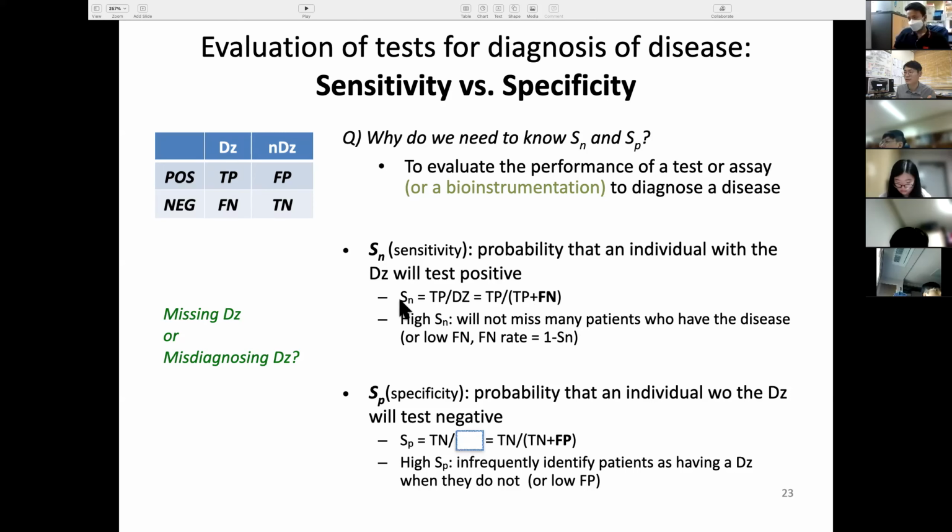What does high sensitivity mean then? You have low false negative, which means someone who has a disease will not come out negative. So that's what it means to be highly sensitive.